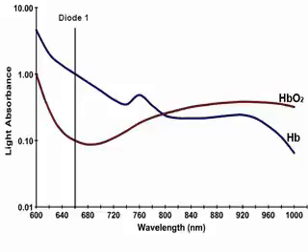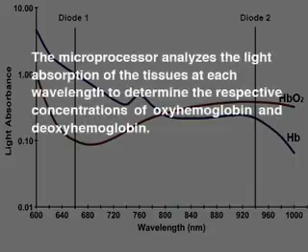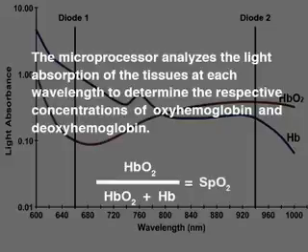The other diode emits light in the infrared spectrum at a wavelength of 940 nanometers, at which oxyhemoglobin absorbs more light than deoxyhemoglobin. The microprocessor analyzes the light absorption of the tissues at each wavelength to determine the respective concentrations of oxyhemoglobin and deoxyhemoglobin. It then divides the concentration of oxyhemoglobin by the sum of the concentration of oxy and deoxyhemoglobin to determine the arterial blood oxygen saturation, SpO2.